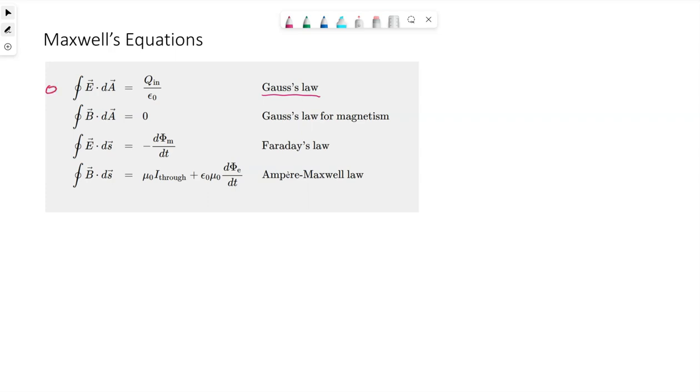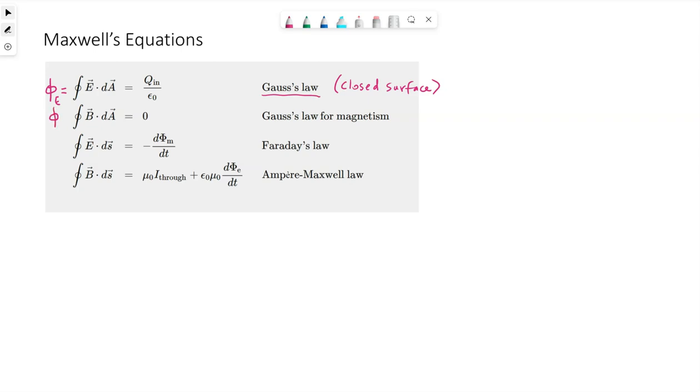So we said the electric flux through a closed surface, that's the circle on the integral, depended upon the net charge located inside the surface. So we could write this flux as the integral of E dot dA over a closed surface, or we could write it as the charge inside that surface divided by epsilon naught.